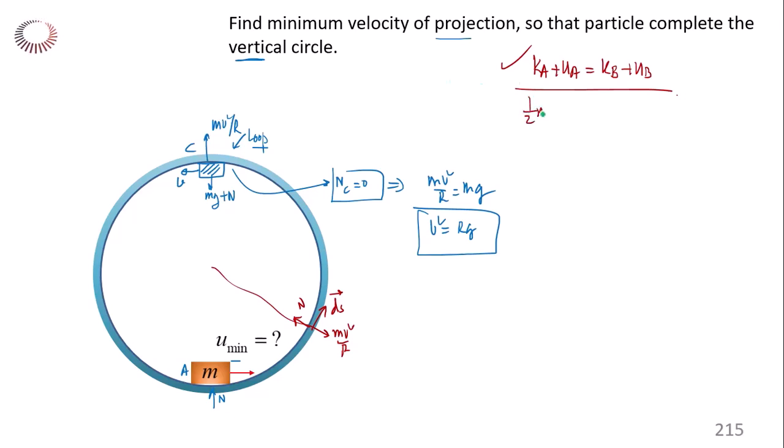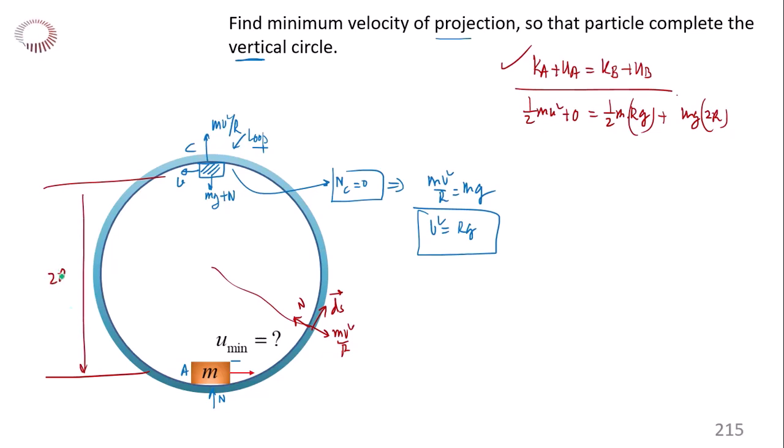Half m u square is the initial kinetic energy, and potential is 0. That should be equal to half m v square, with v square equals rg, plus the potential at point C, which is mg into 2r, because C is at a distance of 2r from point A. So this height is 2r. If I multiply by 2 on both sides, I get u square equals 4gr plus gr. That means u square is equal to 5gr, so the minimum u at which it has to be projected is root of 5gr.